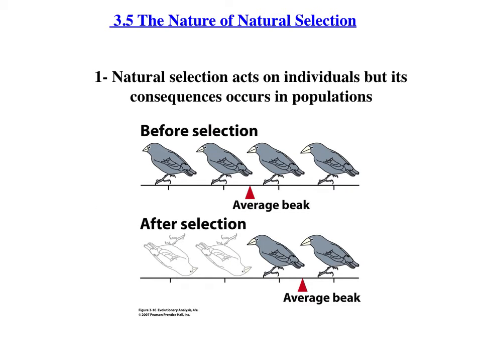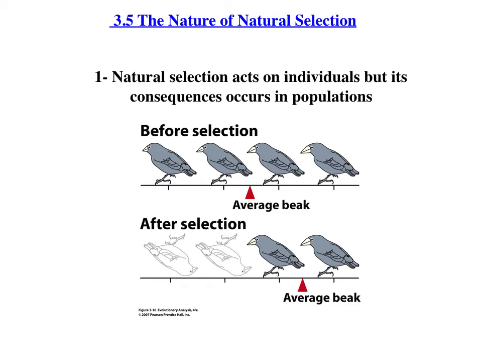Okay, so the second to last part of the chapter is the nature of natural selection. It's basically pointing out a whole bunch of things, maybe some misconceptions that people often have about natural selection. It's just a list of them. I didn't even list all of them, but these are the ones that I thought were a little bit more important. And so we're just going to march through and talk about each of these.